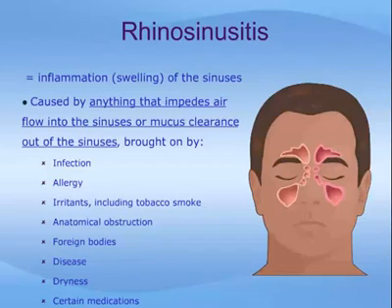This inflammation or swelling of one or more sinuses is called rhinosinusitis. This can be caused by anything that impedes airflow into the sinuses and/or mucus clearance out of the sinuses. These include infection, allergy, irritants such as tobacco smoke, anatomical obstruction, foreign bodies, disease, dryness, and certain medications. For more information on this condition, please refer to the module in this series titled Understanding Rhinosinusitis.